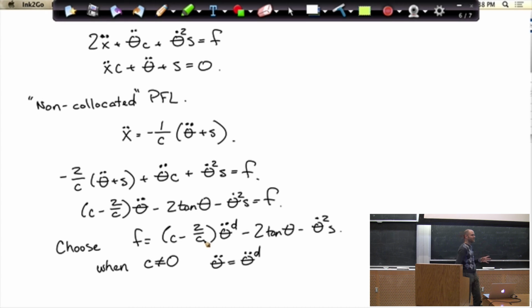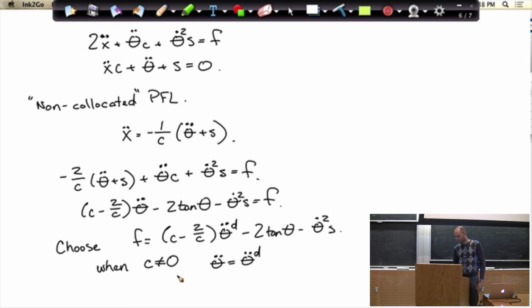So I can actually use my actuator on my cart to completely make the pendulum do whatever I want. If I wanted it to act like an upright pendulum, I could do that, right? If I wanted to make it look like a damped pendulum, I could do that. What is this c equals 0 case where it doesn't work? What does that physically correspond to?